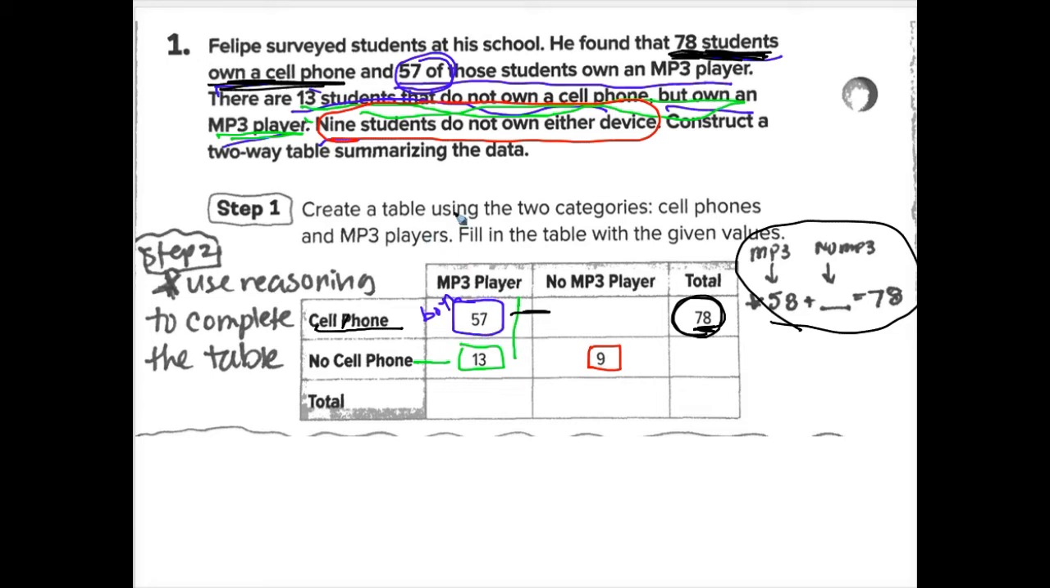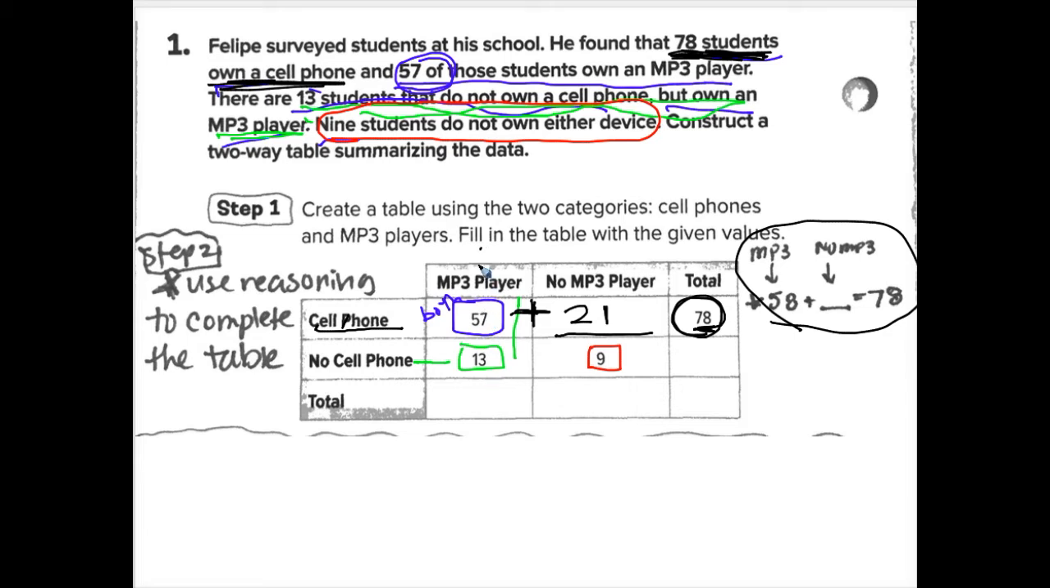Step 1 is create the table. Step 2 is use our reasoning to complete it. If I have 57 kids that have an MP3 player and a cell phone, and 78 kids total have a cell phone, what number would go here? 57 plus what equals 78? 57 plus 21 equals 78. So at this point, we're just looking at what's empty and what we know that we can fill in. If I have 2 of my numbers, I can come up with the third.